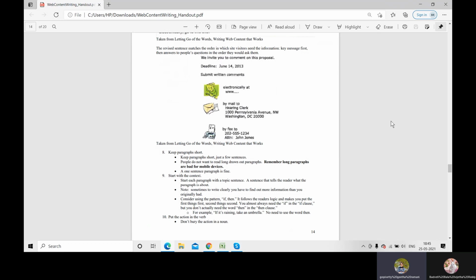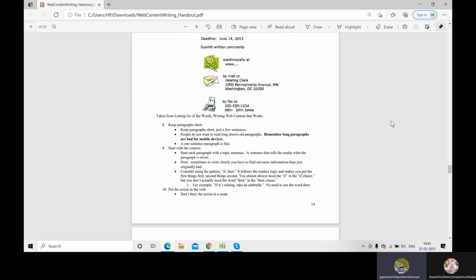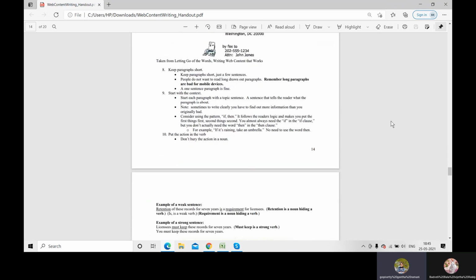So next, we should write short paragraphs. Keep paragraphs to just a few sentences. People do not want to read long, drawn out paragraphs. Remember, long paragraphs are bad for mobile devices. A one sentence paragraph is fine and helps readers understand the content easily. Start each paragraph with a topic sentence, a sentence that tells the reader what the paragraph is about. Note, sometimes to write clearly, you have to find out more information than you originally had.